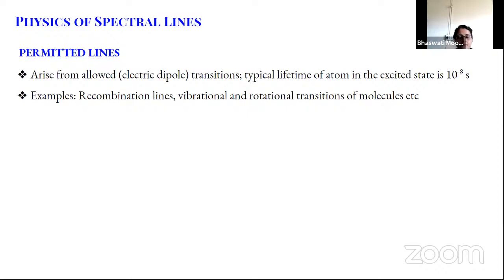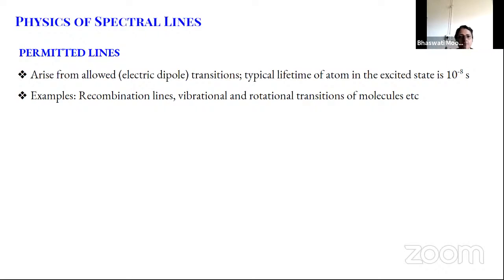We can broadly classify the spectral lines into two categories. One is the permitted lines, which arise from allowed or electric dipole transitions. To understand that, you can approximate an atom or a molecule as a dipole. Then you can consider the interaction of the dipole with an electric field, the radiation field. That interaction itself tells you whether it will absorb the radiation or contribute to the radiation. That's an electric dipole interaction.